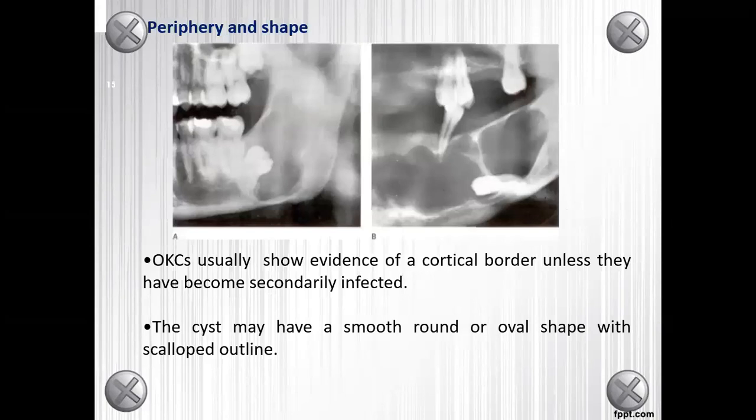Next is the periphery and the shape. OKC shows the usual evidence of a cortical border, if you can see this area.